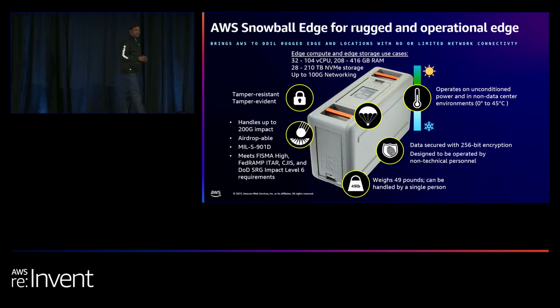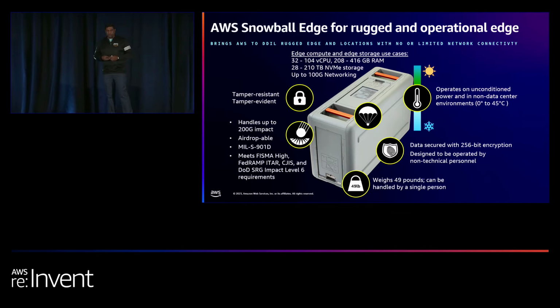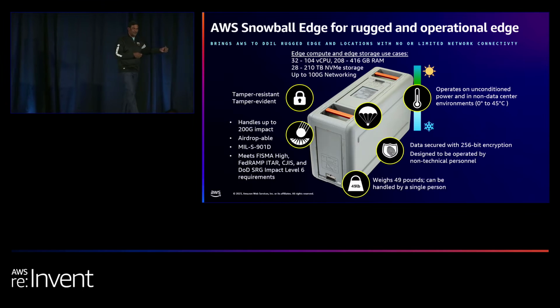AWS Snowball Edge is essentially a secure and rugged suitcase-sized device appliance that's got storage, compute, networking, and a select set of AWS services supported on the device. It's 49 pounds, so single person carry. I've carried it, but not very long, not for long distance. It is 45 pounds.